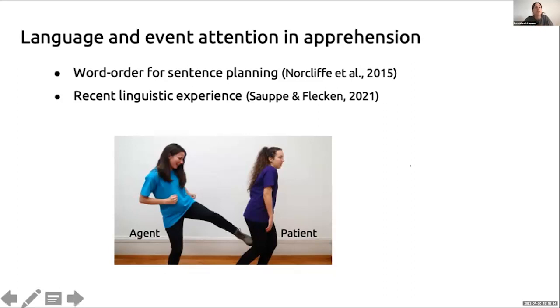So for example, Norcliffe et al. showed with Tseltal speakers that depending on whether they were producing verb-initial or agent-initial sentences, the looks to agents and patients already changed in the first 500 milliseconds, actually.